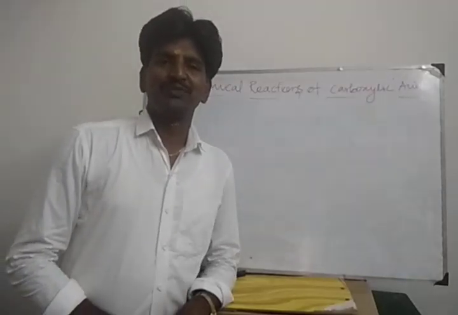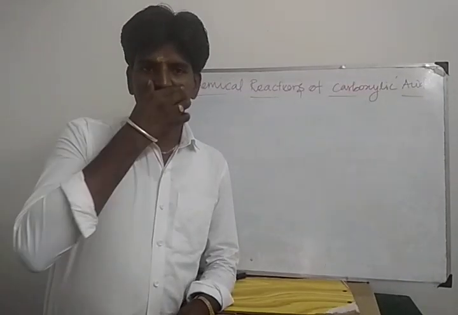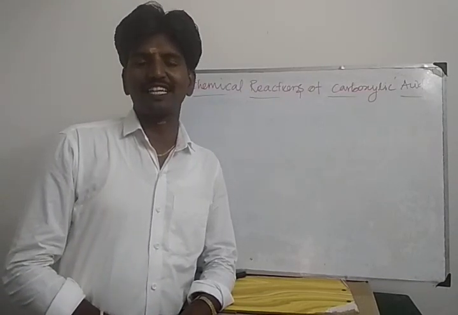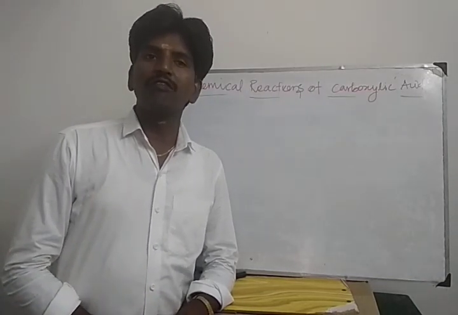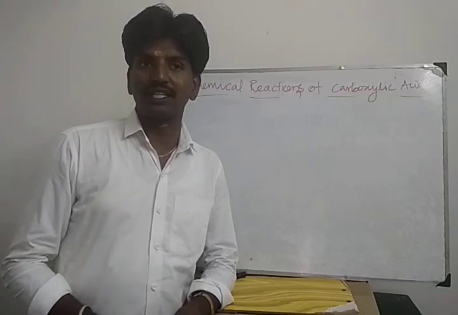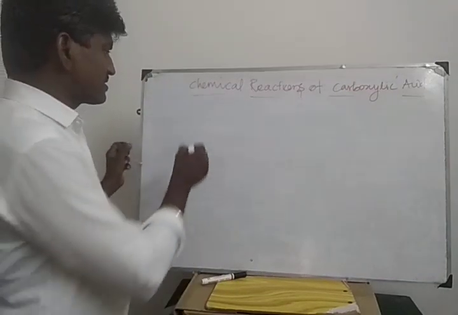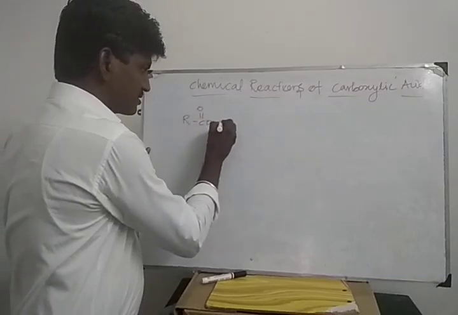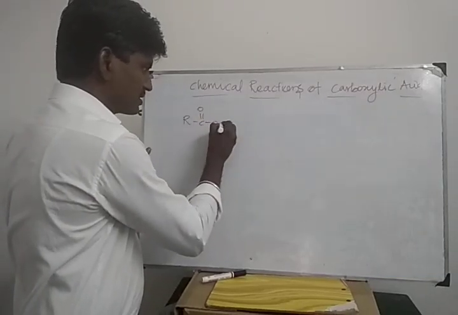Hello everybody, dear students. In this video I am going to teach chemical reactions of carboxylic acid. It is involved in 5 different types of chemical reaction. One is reactions due to bond break in between oxygen and hydrogen. This is what carboxylic acid.